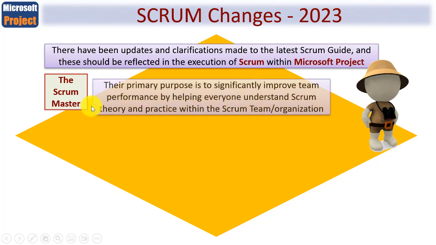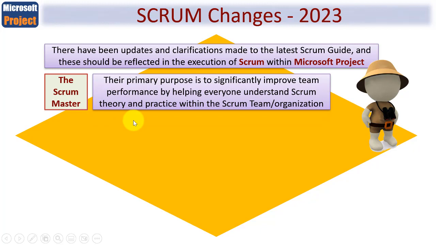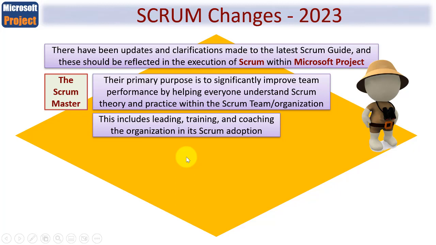The Scrum Master's purpose is to significantly improve team performance by helping everyone understand Scrum theory and practice, and also, where needed, to do so not just within the Scrum team but across the organisation. And this role also includes leading, training and coaching the organisation in its adoption and adaptation of the Scrum framework. It's important to understand the new term, the self-managing Scrum team. This consists of the Scrum Master, the product owner and the development team themselves.